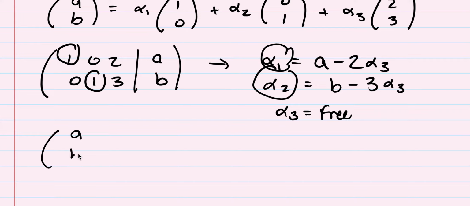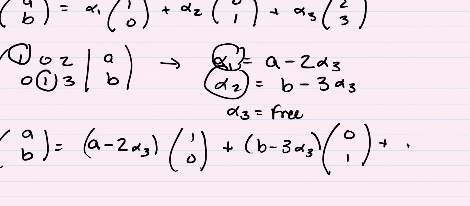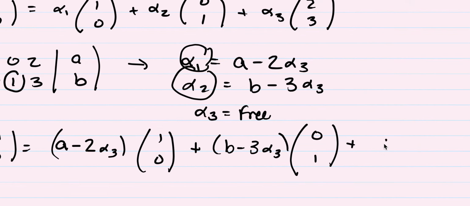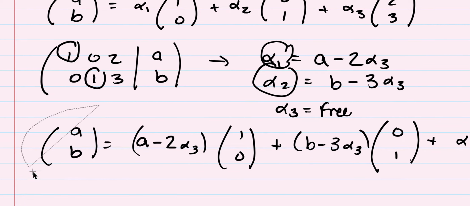So (A, B) is equal to (A minus 2 alpha 3) times (1, 0), plus (B minus 3 alpha 3) times (0, 1), plus alpha 3 times (2, 3). Let me make this smaller so we can see it all on one screen, sorry about that.